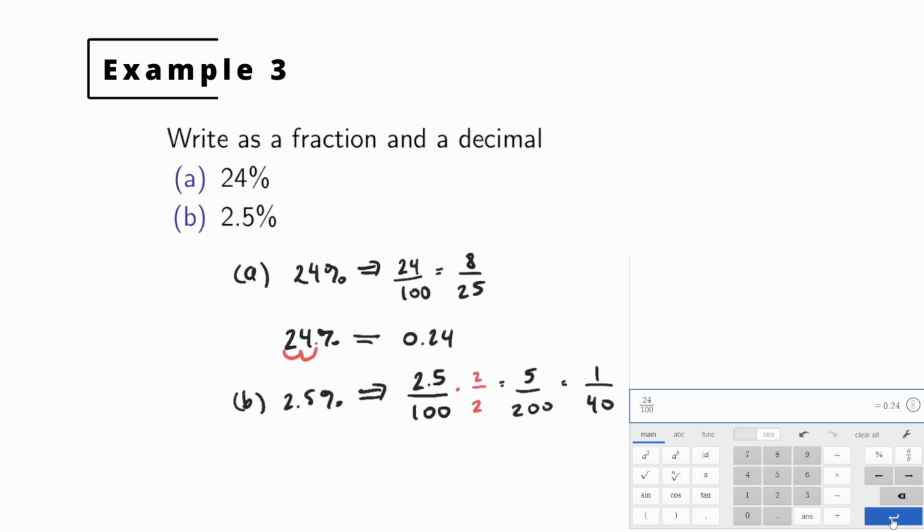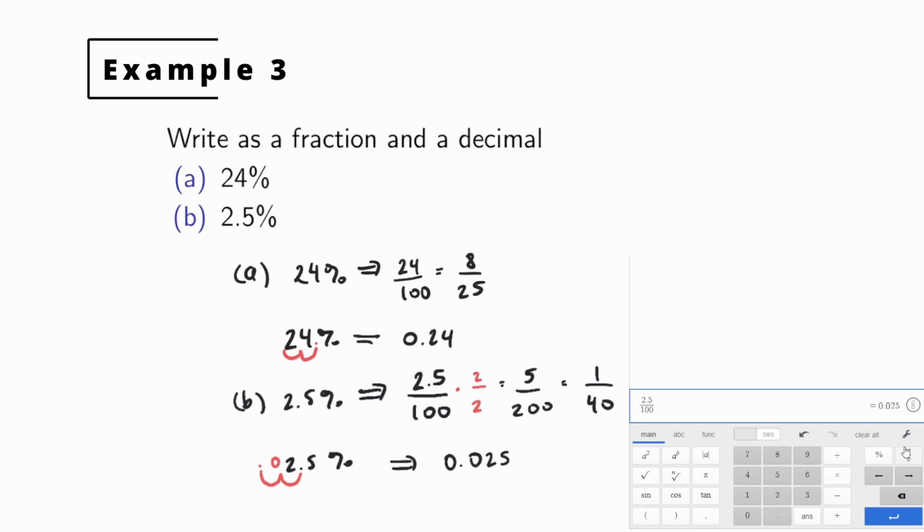And then again, if I want to change 2.5% into a decimal, you take the decimal place and you move it 2 units to the left. So if you do that, you have to put a 0 there, 2 spaces to the left. So it becomes 0.025. Or like I said before, you can just take 2.5 and use your calculator and divide it by 100, and you'll get the same thing here, you see.